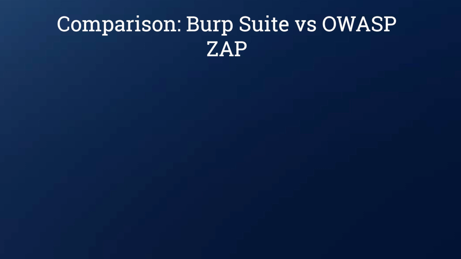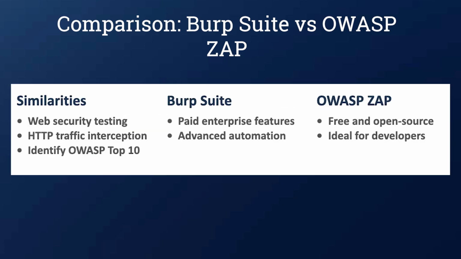Now, comparison of Burp Suite versus OWASP ZAP. The similarities are web security testing, both do HTTP traffic interception, and both identify the OWASP Top 10. Now, the differences between Burp Suite and OWASP ZAP. Burp Suite is paid with enterprise features, whereas OWASP ZAP is free and open source. Burp Suite has advanced automation, whereas OWASP ZAP is ideal for developers.